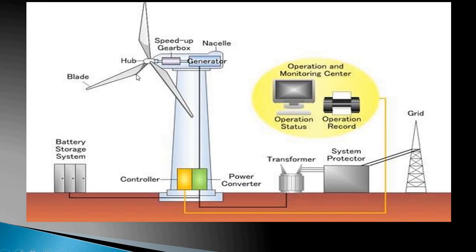Again in this figure you can see blades, then hub, this is gearbox, generator, everything is fitted in nacelle. And this is the controller. This is the battery storage system. Now this is the power converter, which is supplied to the transformer, and from transformer through the system protector to the transmission lines or grids.